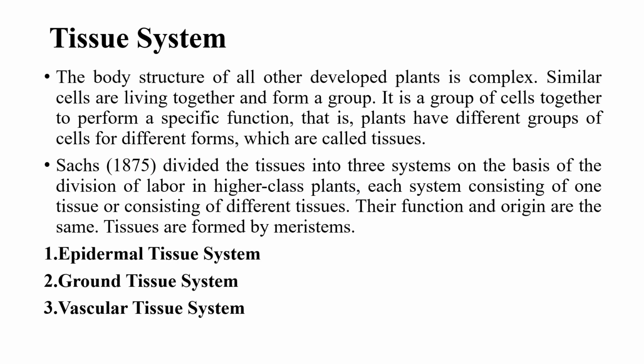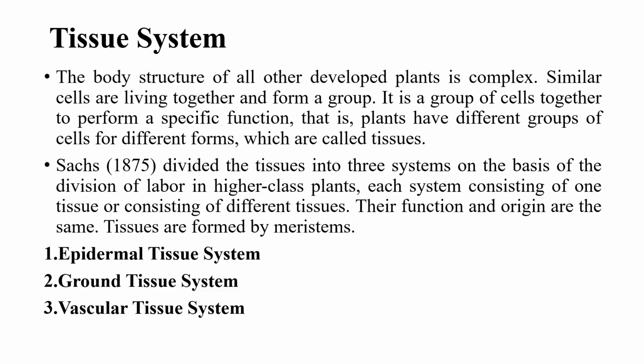Now we will discuss various types of tissue systems present inside the plant body. So let's start. What is a tissue system? The body of the plant is composed of many types of cells and groups of cells with a specific function. A group of cells with a common function is known as tissue.